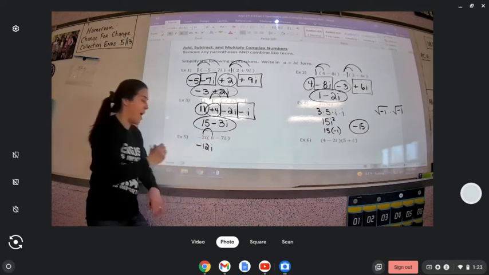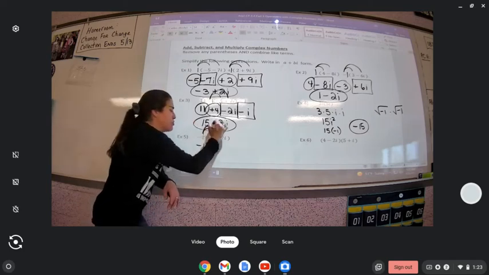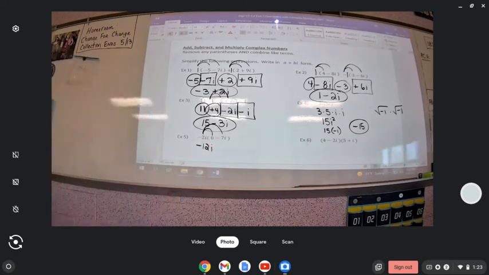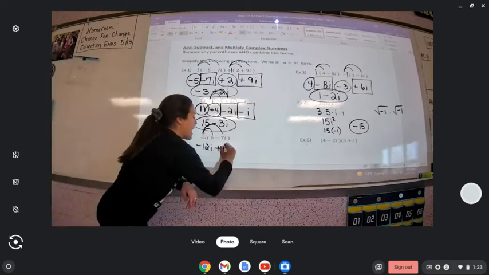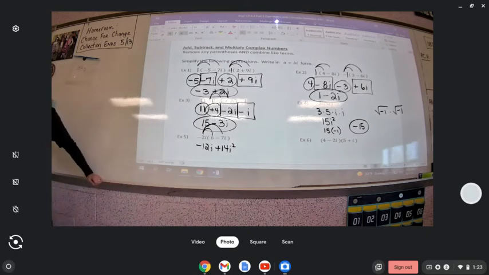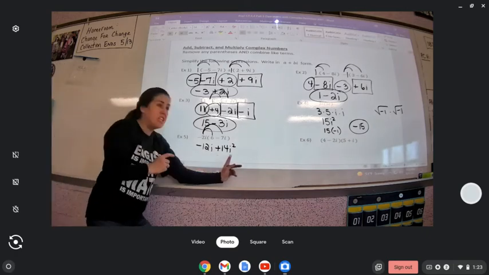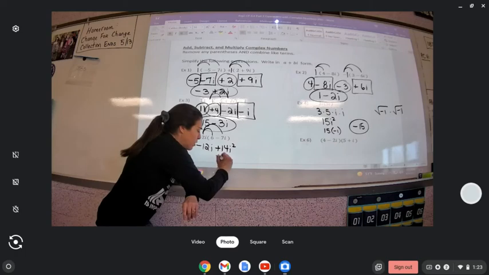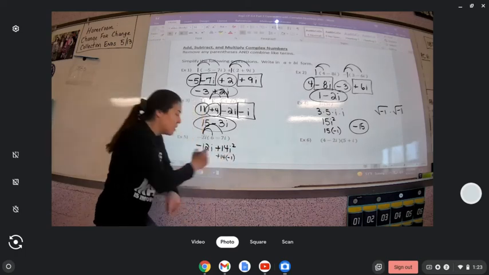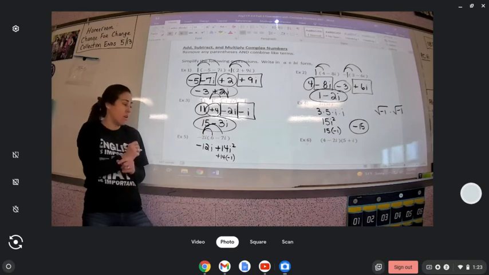Negative 12i. Now we go to the next one. Now we have to do negative 2i times negative 7i. Multiply your numbers and then multiply your i's. So you're going to get what number? 14i squared. Are you going to leave that as your final answer? No. Guys, at the end of the day, 14i squared is positive 14 times what number really? Negative 1. And what's positive 14 times negative 1?